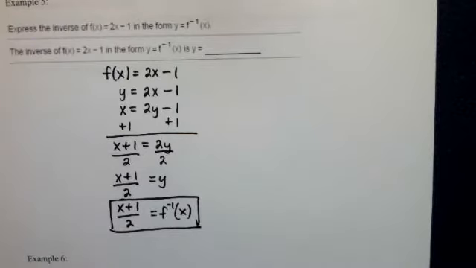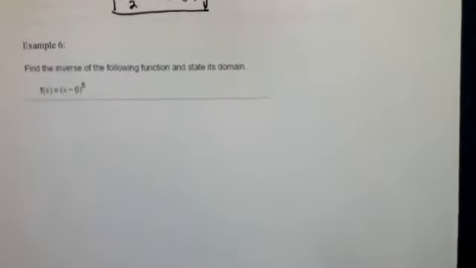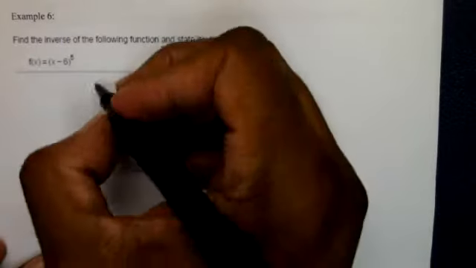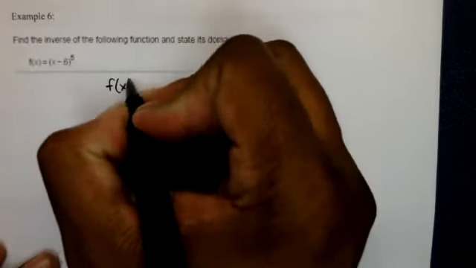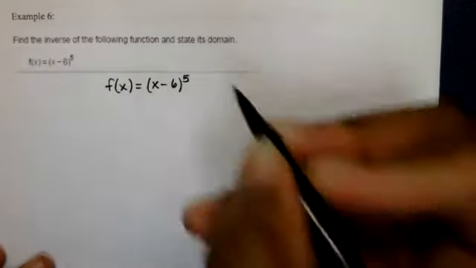So that is the inverse of f of x equal to 2x minus 1. All right, here's another one. Let's say that f of x is equal to x minus 6, and that quantity is to the 5th power. And I want to find the inverse of that.